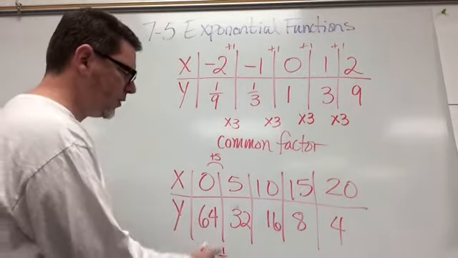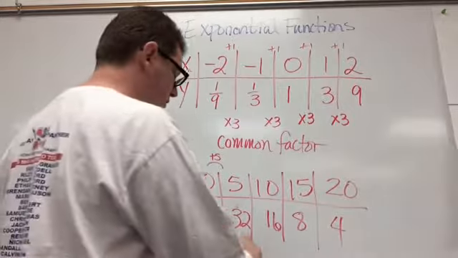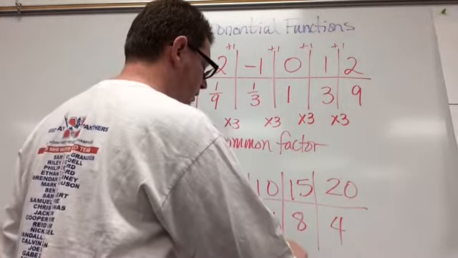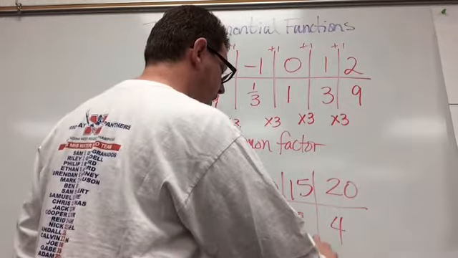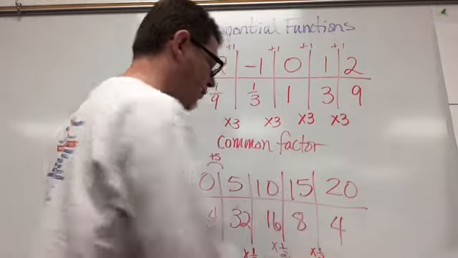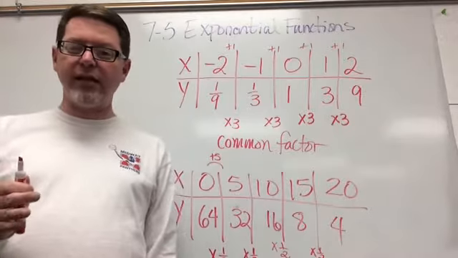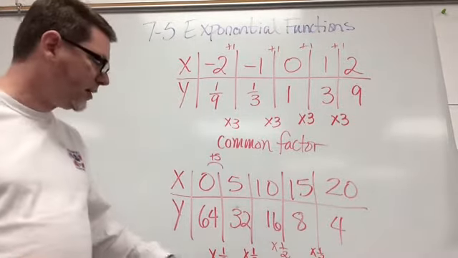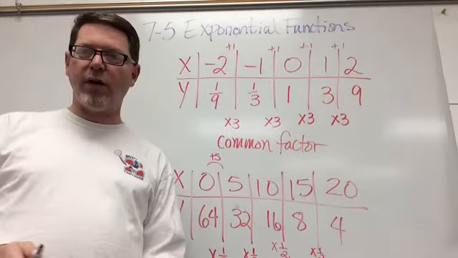So 64 times 1/2 is 32. And 32 times 1/2 is 16. And 16 times 1/2 is 8. And 8 times 1/2 is 4. So I know that, yes, this is an exponential function because I have a common factor in my y values.